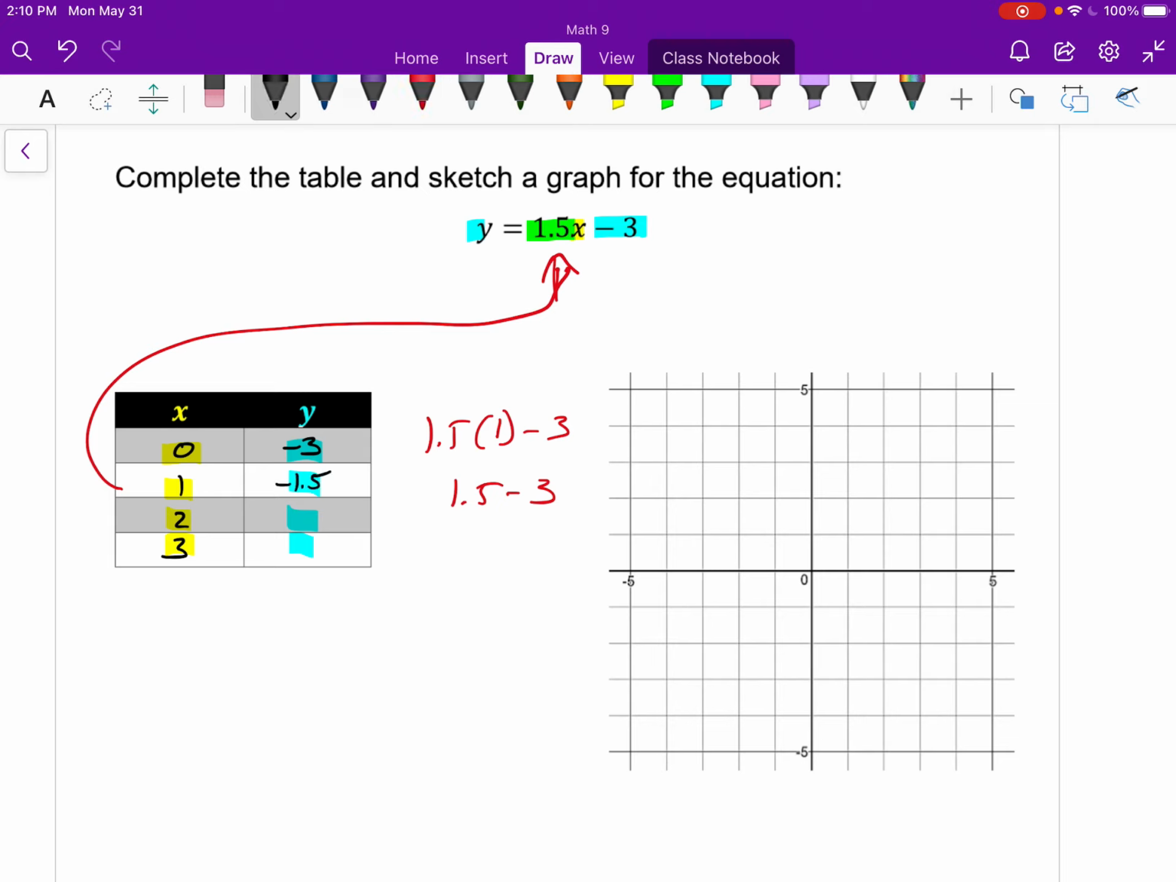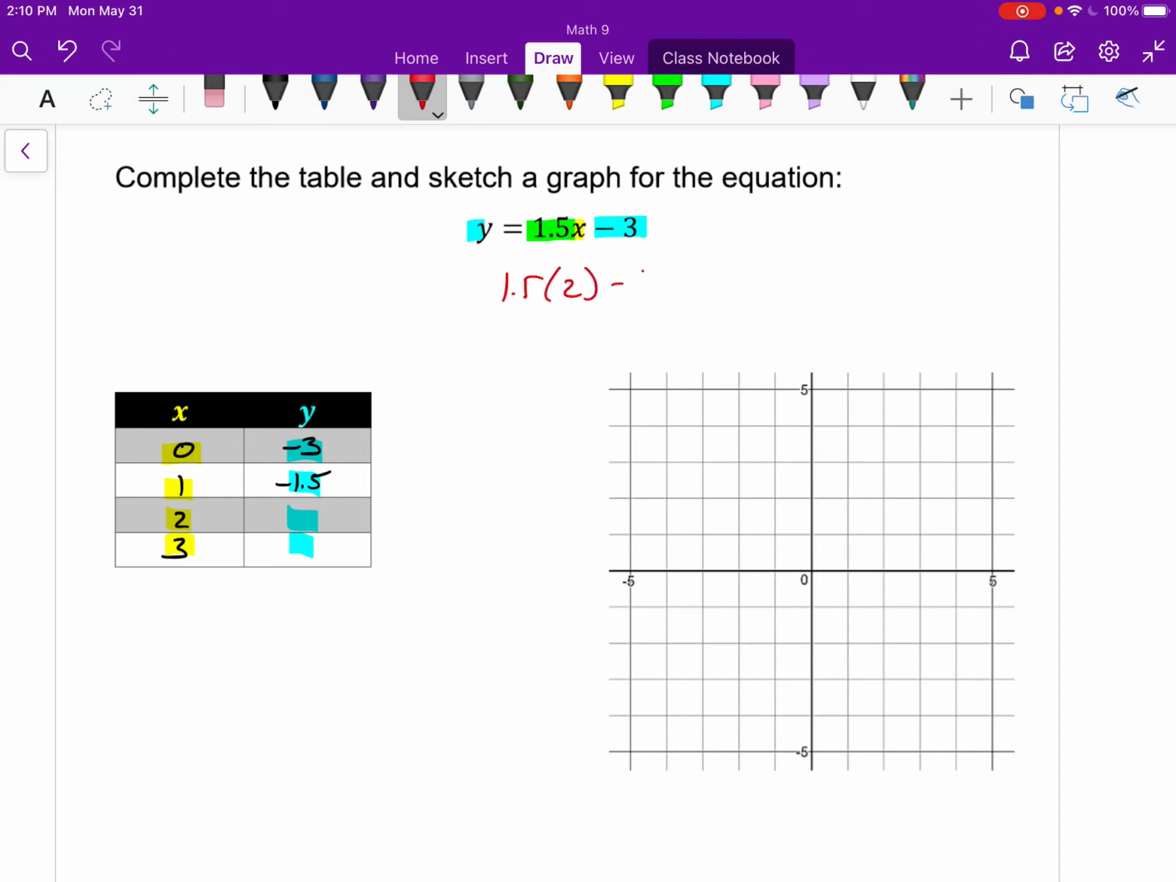Put in a 2. And the same idea, substitute x with 2, and I get 1.5 times 2 take away 3, which is 3 minus 3, which is 0. Really nice number. And put in a 3, you get 4.5 minus 3, which is 1.5. And so if I plot these points, (0, -3), (1, -1.5), (2, 0), and (3, 1.5).